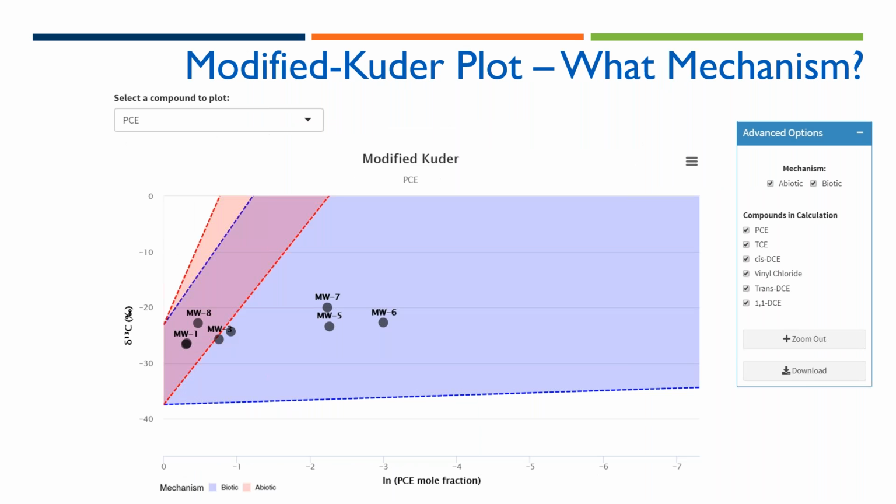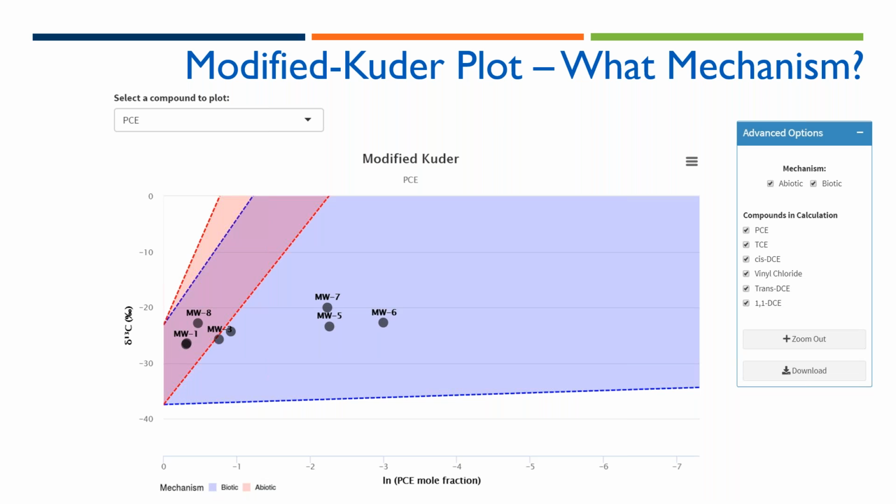And then finally, we have a plot that we've named the modified Cooter plot, which is a nod to our friend Tomas Cooter over at Oklahoma. And what this does is we can, again, I won't get into the details, but we can plot essentially the natural logarithm of the mole fraction of whatever compound we're interested in against the delta value of that same compound. And this can give us information.